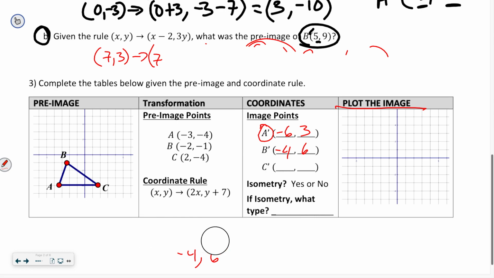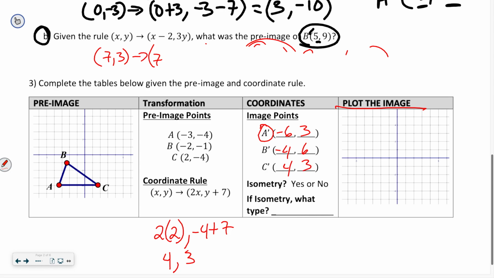Lastly, I'll do the rule for C. C says 2 times 2, comma, negative 4 plus 7. And so I end up with 4, comma 3. And so the rule says that C prime is 4, comma 3.